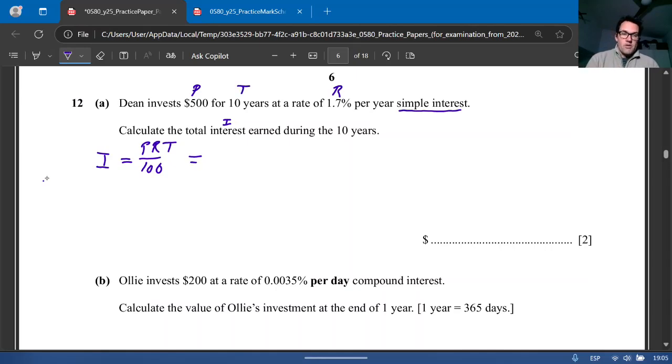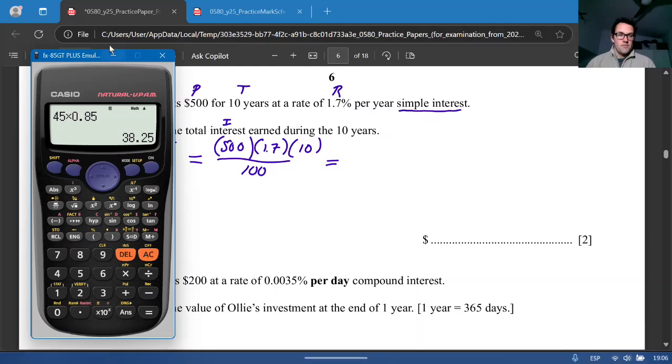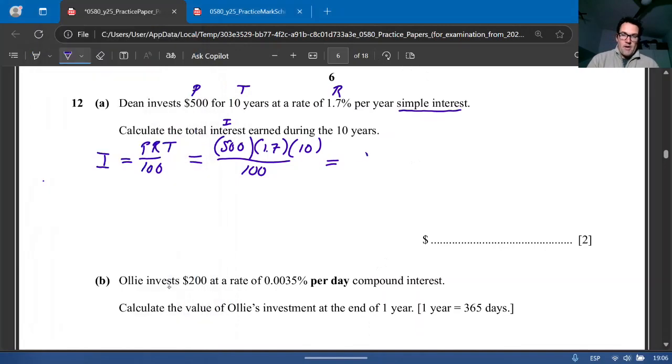So if you want to know the interest, you'll do 500, the rate is 1.7, time is 10 years. And you just put it in. Grab your calculator. $85. Does that make sense?